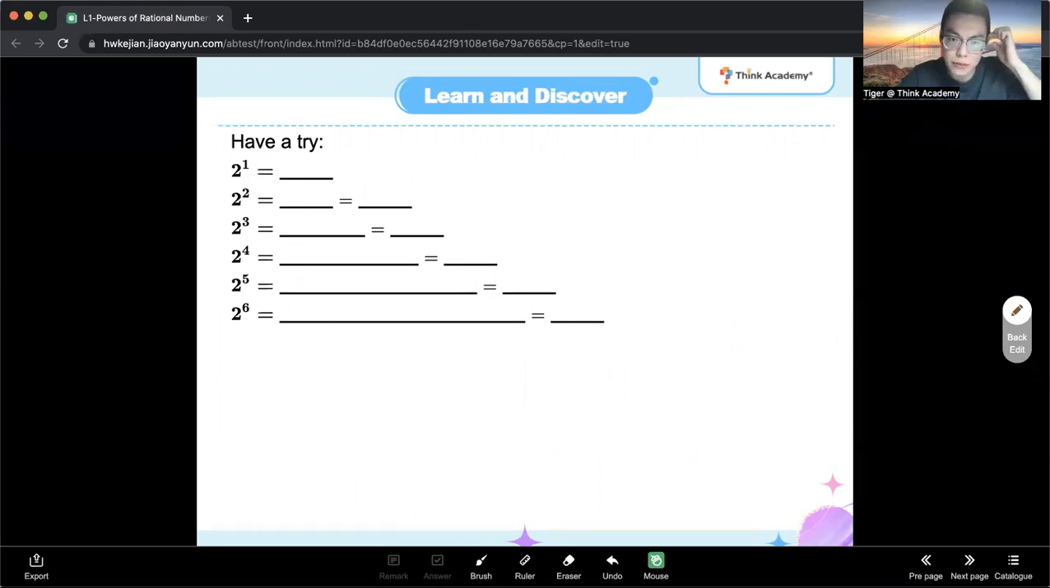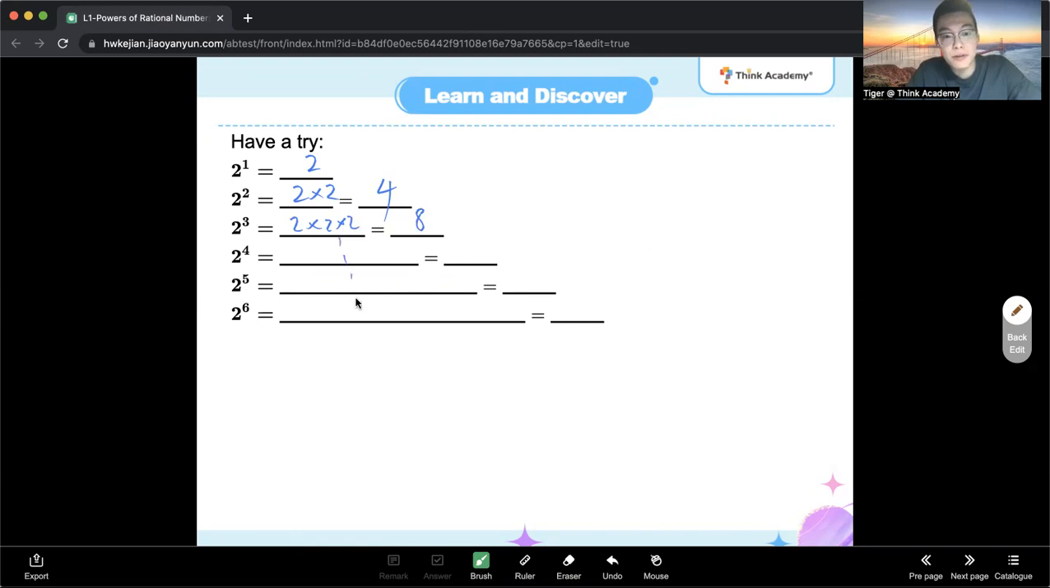Now, let's have a look at these questions. I think this will be pretty easy for you. First of all, we have 2 to the power 1. What is 2 to the power 1? It is 2 multiplying itself 1 time, which is just 2 itself. And what is 2 to the power 2? It means 2 times 2. I believe you do know the powers of 2. And 2 to the power of 3 is 2 times 2 times 2, or we can also say it is 2 to the power 2 times 2. That's 8.